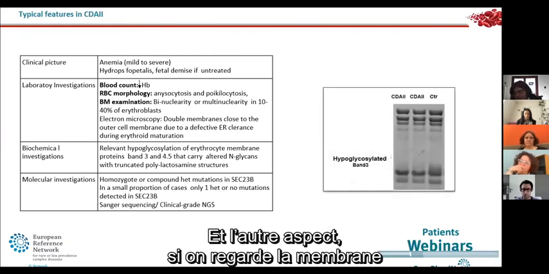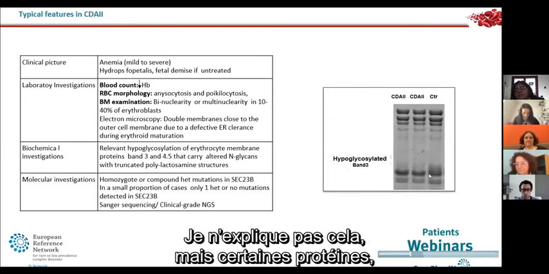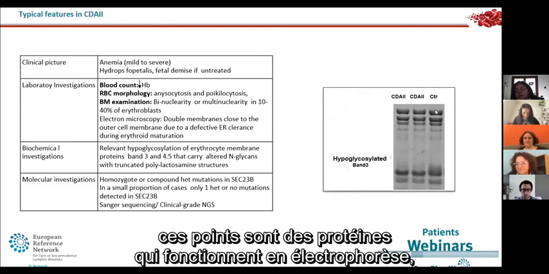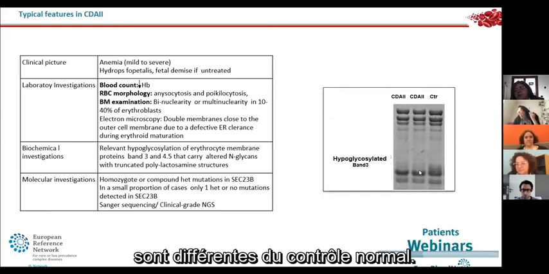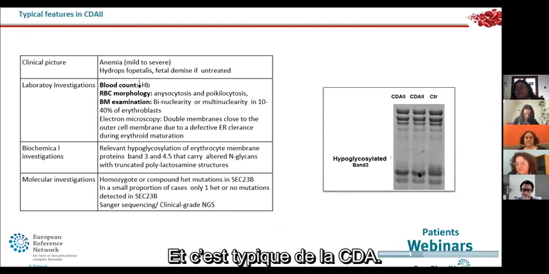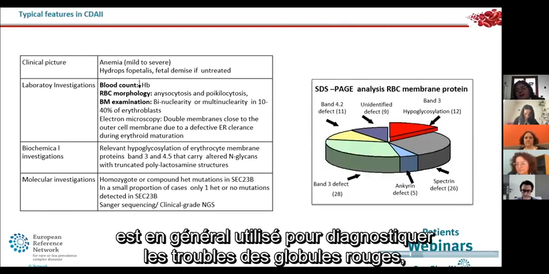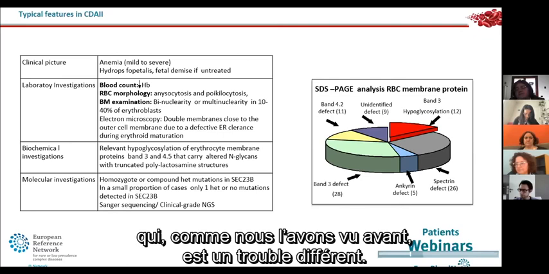And the other aspect, if we look at the membrane proteins in the red cell, we found that some proteins, these dots are proteins that run in electrophoresis, are different from the normal control. They lose this tail of glycosylation, and this is typical of CDA. I usually show this because this test, SDS-PAGE, is usually used to diagnose red cell membrane disorders, which we saw before is a different disorder.